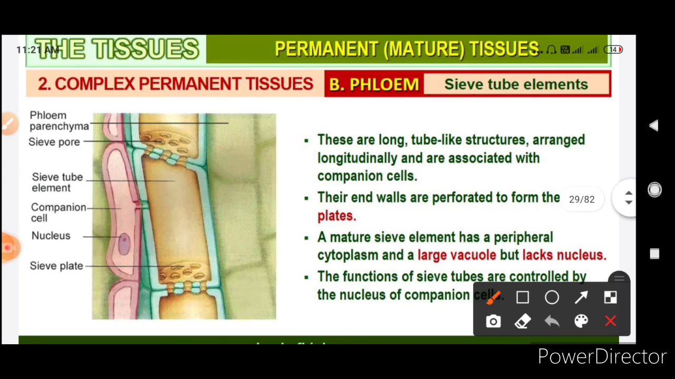See, this is the companion cell, that is the pink, and this is the sieve tube elements. Now sieve tube elements are perforated at the end with the help of the perforated plates. You can see here, this is the plate and perforations are there.